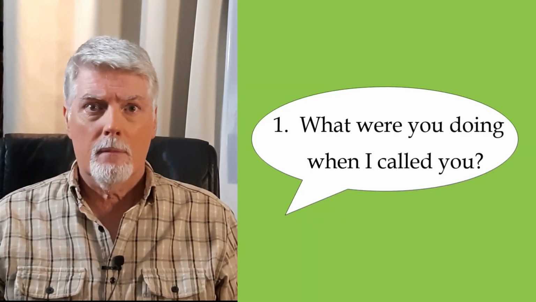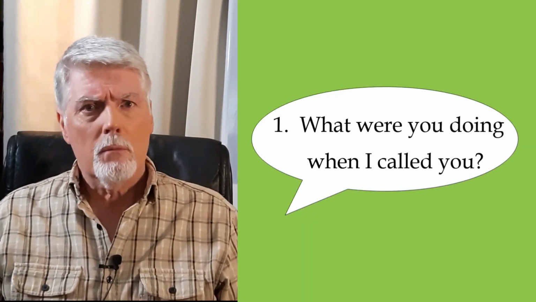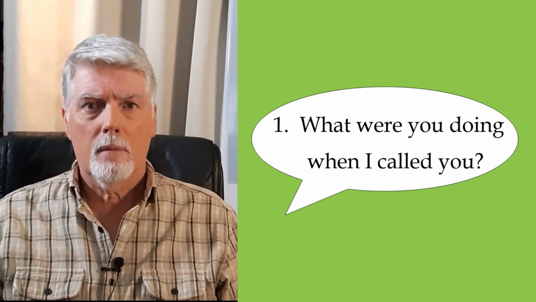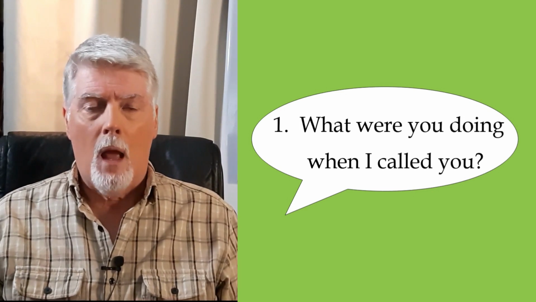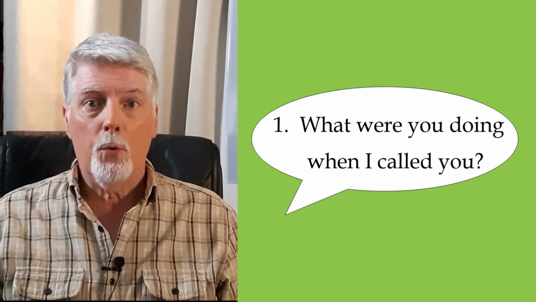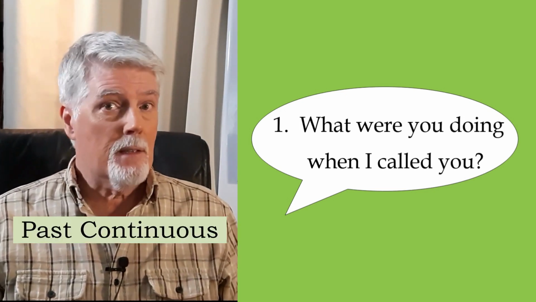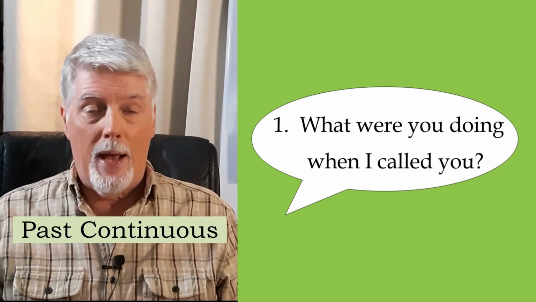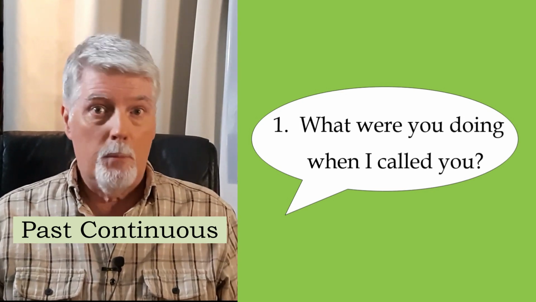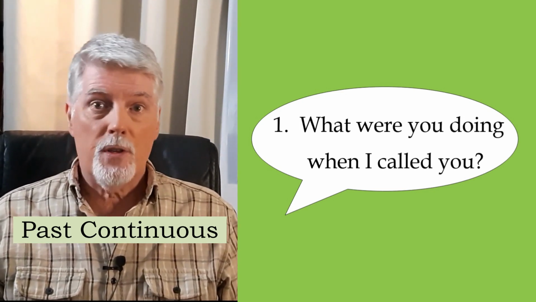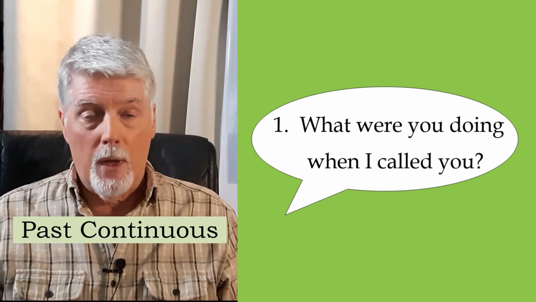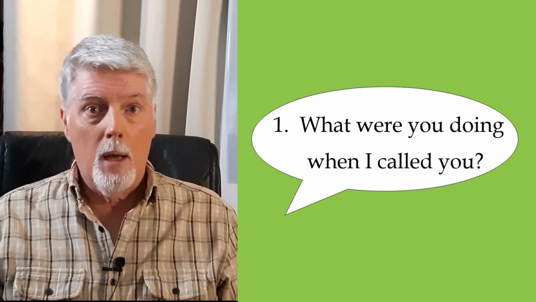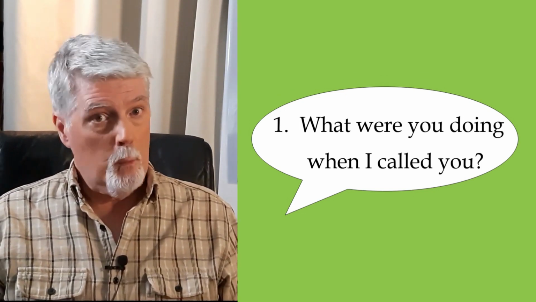Number 1. What were you doing when I called you? Repeat. Now in this sentence we have were you doing, which is the past continuous of the verb to do. So we have were, which is the simple past tense of the verb to be. We have you, because we're talking to someone, and doing, which is the present participle of the verb to do. Now, if we put this in the affirmative, we would say, you were doing. But it's a question, so we say, what were you doing?